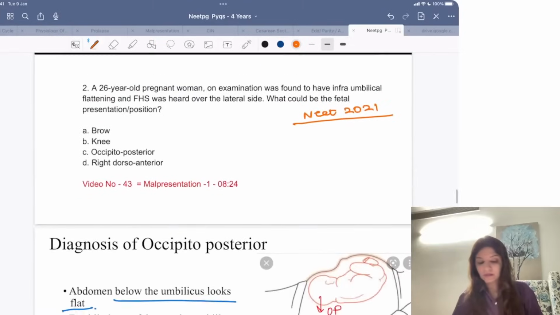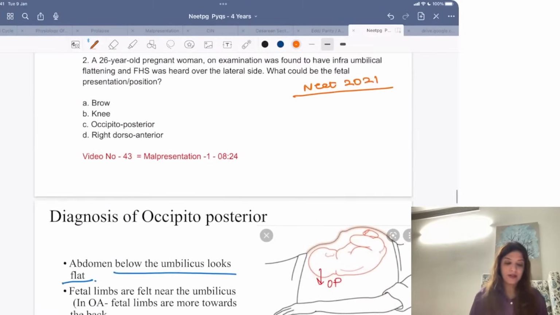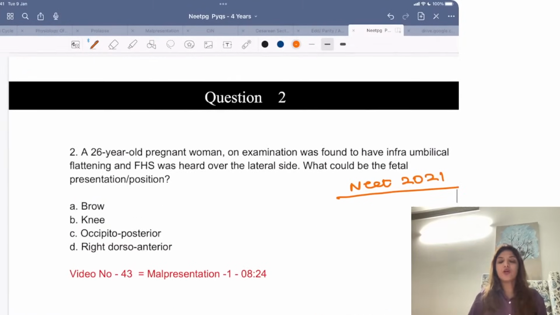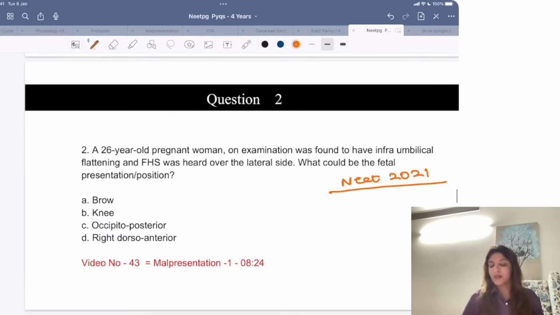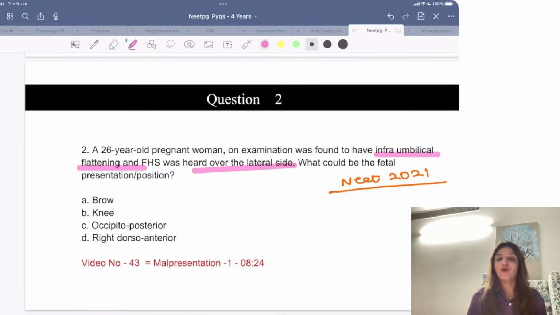Another question which came in NEET 2021 was this question. Very conceptual, very nice question. A 26-year-old pregnant woman on examination was found to have infraumbilical flattening and fetal heart sounds were heard over the lateral side. What could be the fetal presentation or position?